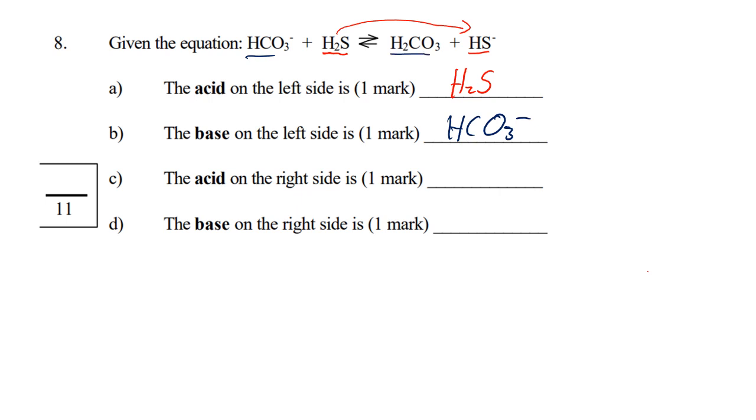The acid on the right side has to be the one with an extra proton. The other way you can think of it is this one turns into this one, it has to lose a proton, and losing a proton is the act of an acid. And the base on the right side is HS minus.